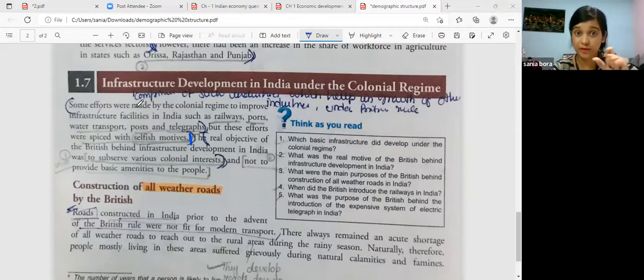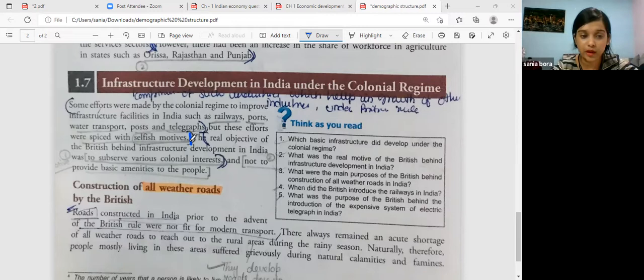You have to write some efforts, not entirely efforts. Some efforts were made by the colonial regime to improve infrastructure facilities in India, such as railway, port, water transport, post, and telegraph. But these efforts were spiced with selfish motive. You have to use these words. Spiced with means mixed up with selfish motive. They did it, but behind that there was a selfish motive.